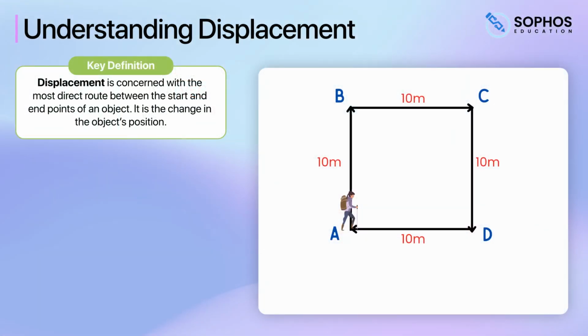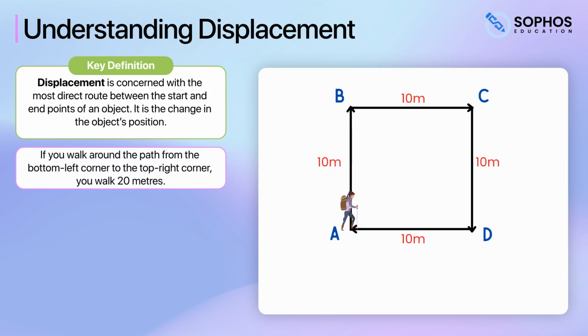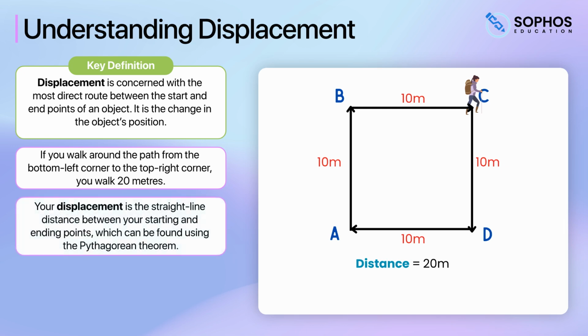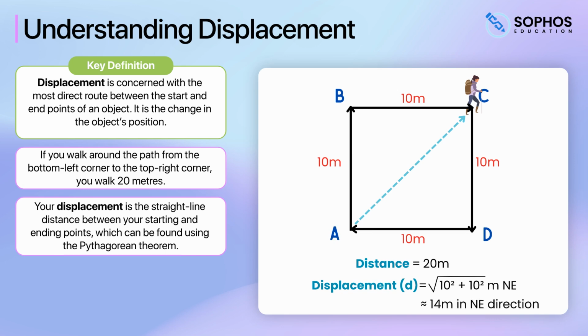Returning to the square path example, if you walk from the bottom left corner to the top right corner, covering 2 sides of the square, you walk a distance of 20 meters, 10 meters plus 10 meters. However, your displacement is the straight line distance between your starting and ending points, which can be found using the Pythagorean theorem. In this case, the displacement is about 14 meters in a northeast direction.